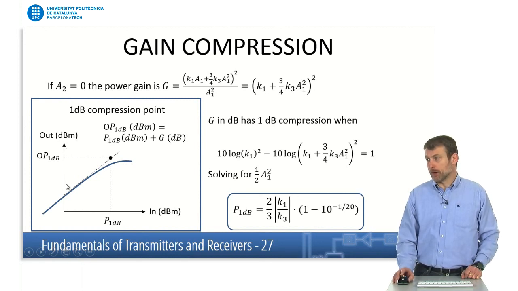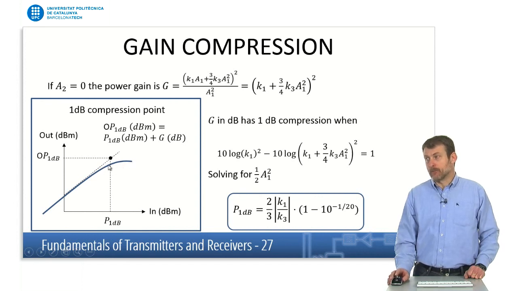The output power versus the input power. If we plot output power versus input power in a logarithmic scale, for example, in dBm units, what happens is that the output power follows a curve like that, right? It compresses to a point. It first follows a straight line and then it starts compressing, right?